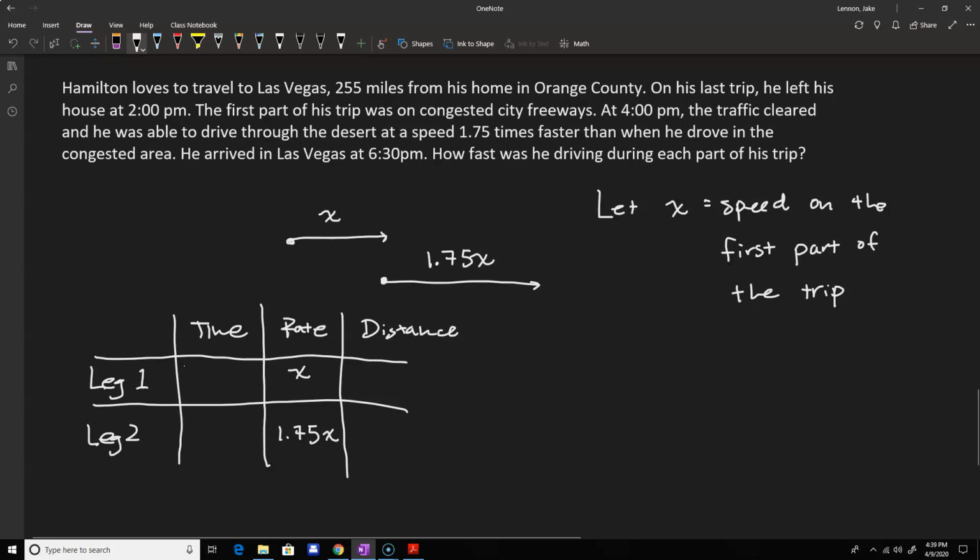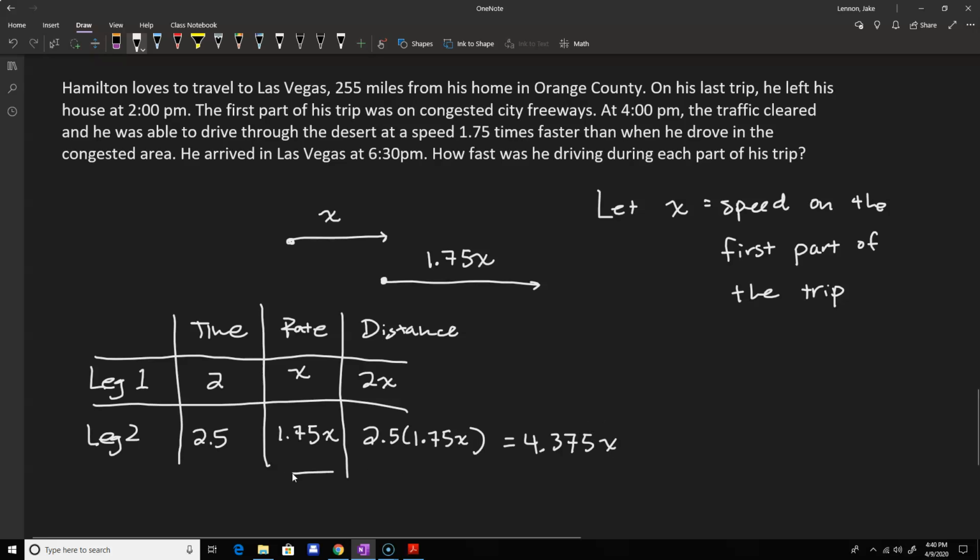The time, well, he starts at 2 o'clock and it's congested until 4. So for the first 2 hours, he's driving at that rate of x. And then he arrives at 6:30. So from 4 o'clock to 6:30 is 2.5 hours. So 2 hours, 30 minutes is 2.5 hours. And the distance, again, you can multiply time and rate to get your distance. So we get 2x for the first part of the trip and 2.5 times 1.75x for the second part. And 2.5 times 1.75 comes out to 4.375. So we can just write this down as 4.375x if we want.